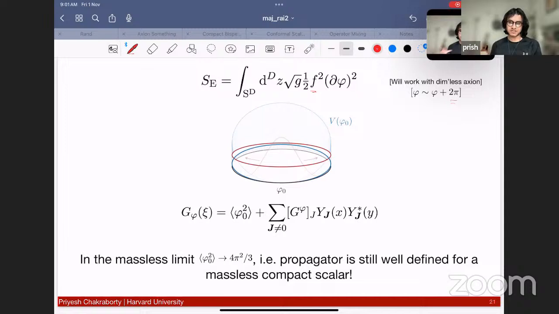The only reason in the previous case we saw a divergence in the massless limit is because phi 0 could just take values anywhere on the real line. It could be as large as you want. It's completely unconstrained. But over here, being unconstrained is not a problem. Phi 0 in the massless limit, the zero mode fluctuations just become some number. So the propagator is still well defined, which is a huge difference between the two cases.